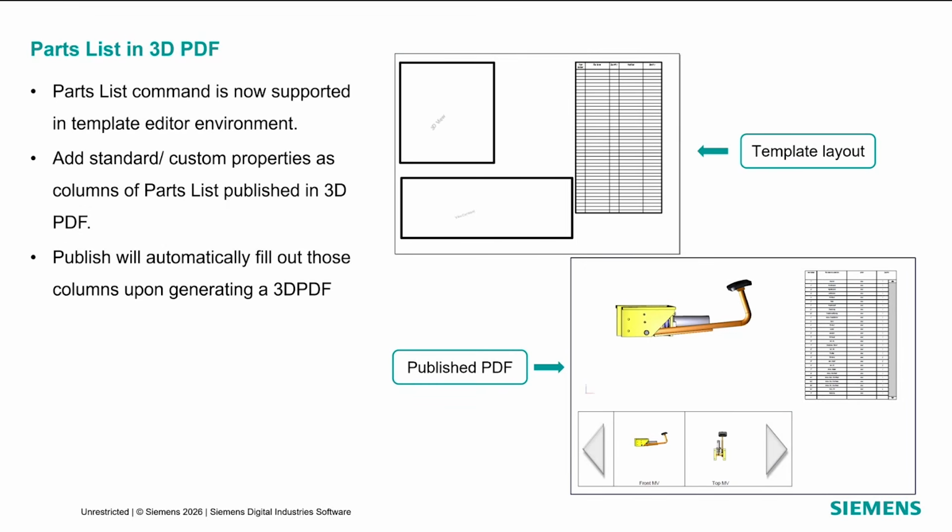Parts list, this was highly requested, and now we have it inside Designcenter Solid Edge. In the template editor, you can go ahead and add your needed parts list with all your necessary custom columns that you have. And once you publish, you'll get the parts list that you would need in terms of assembly with all your custom columns.